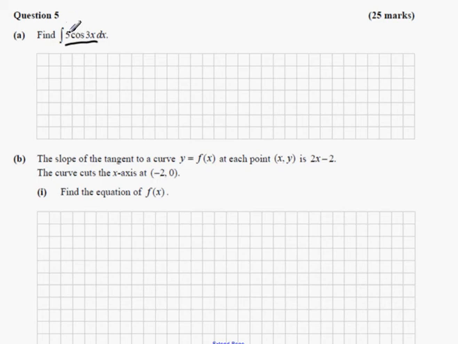Now, see the 5 here, okay? See the 5 here? We can put that on the outside: 5 times the integral of cos 3x. Now, the rule is any constant can be moved to the outside.